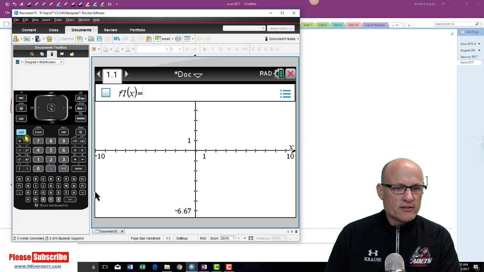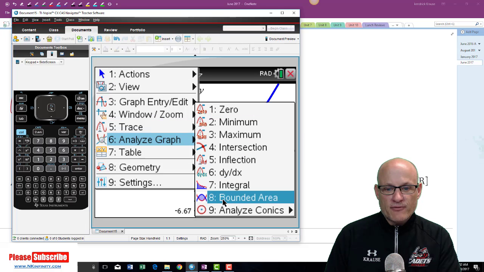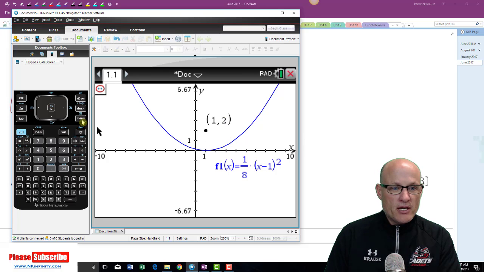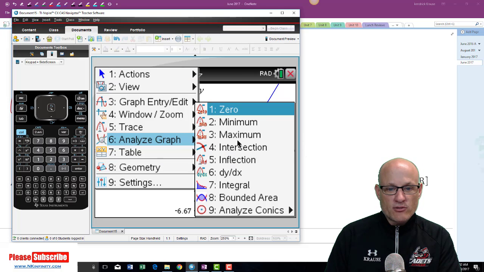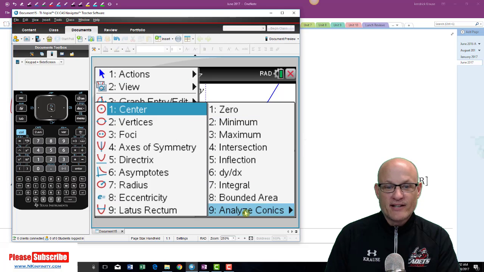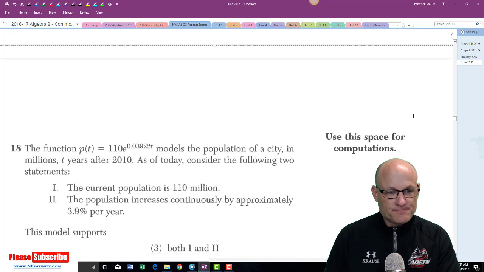So, get to my calculator. I'm going to type this in: 1 divided by 8, parenthesis x minus 1, parentheses squared. There it is. Now I go menu, analyze graph, analyze conics, focus, click on it. There it is, 1, 2. Menu, analyze graph, analyze conics, axis of symmetry, click on it. Oops, axis of symmetry is not what I want. Menu, analyze graph, directrix. I click on it, and there it is, y equals negative 2. So I can do it that way as well. That's a quick check. All right.